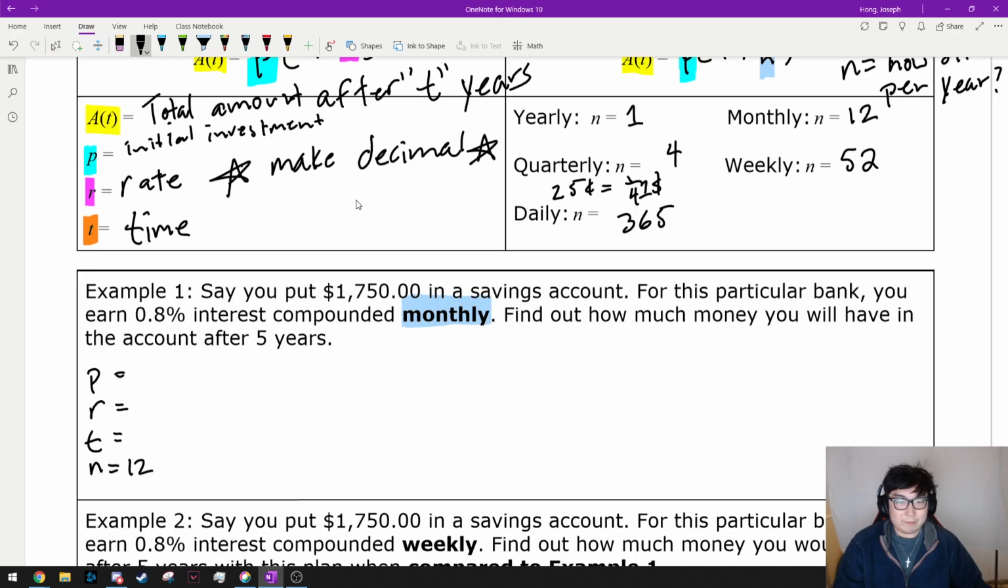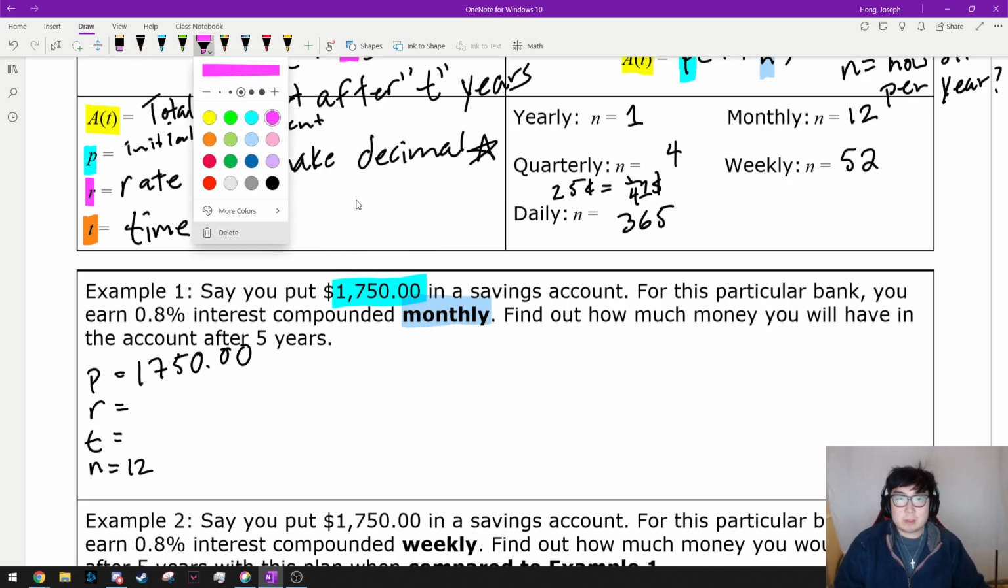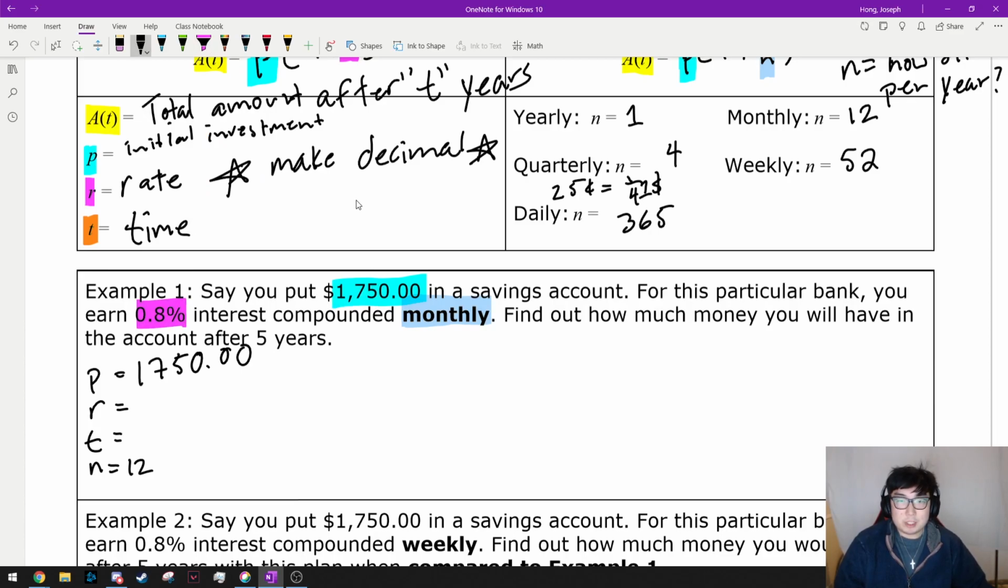I would like you to try to fill out these variables yourself. The time right now is 10:45. Okay, 5, 4, 3, 2, 1. So the P, the initial amount of money I put in, is going to be this $1,750, because I put this in before my 5 years. My rate of change is 0.8%, which I need to convert into 0.008 because I need to make it into a decimal. You must.